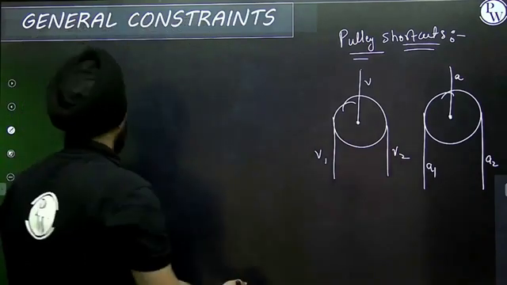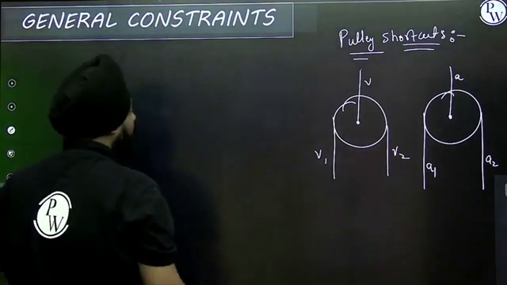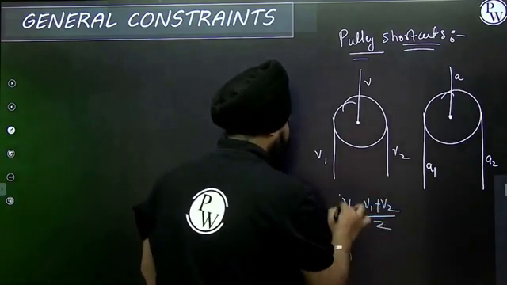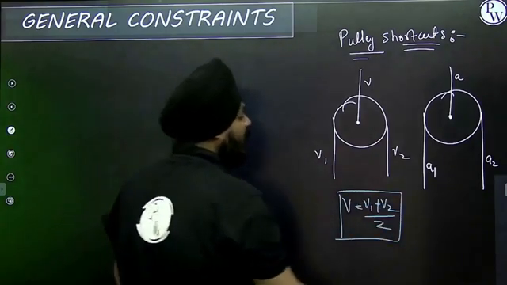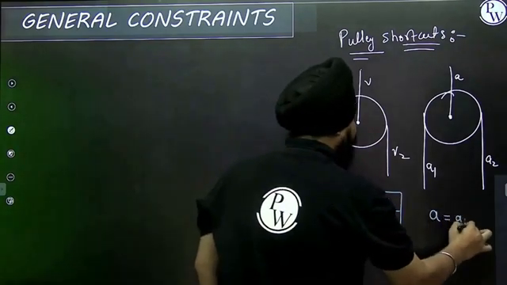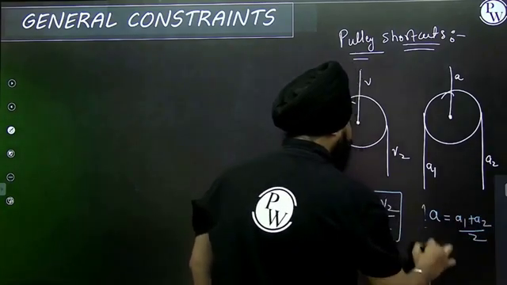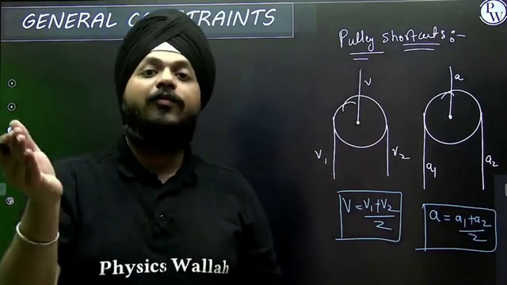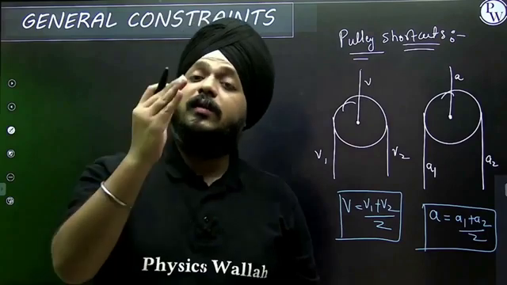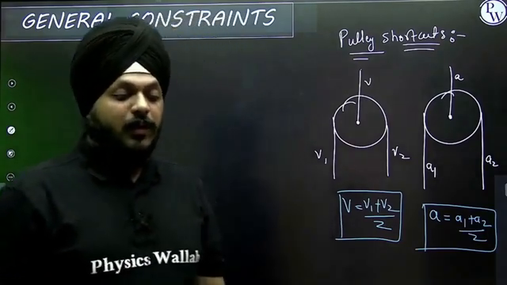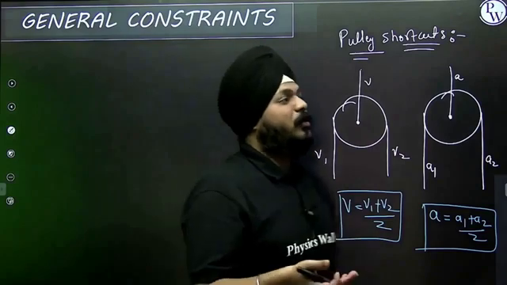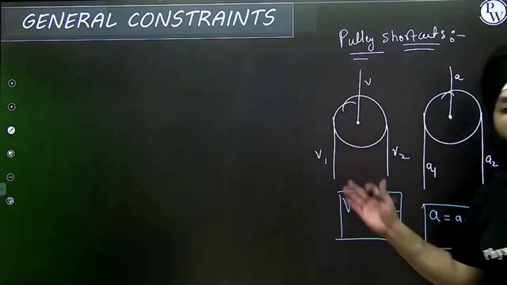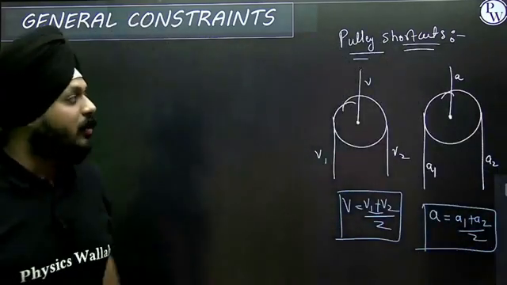So we have two equations. V is equal to (v1 plus v2) whole divided by 2. This is the first constraint relation. Second, a is equal to (a1 plus a2) whole divided by 2. This is the second constraint relation, and it can be obtained by the movable pulley length of the string method. But generally we are not interested in the theoretical approach, so we are directly using this shortcut.